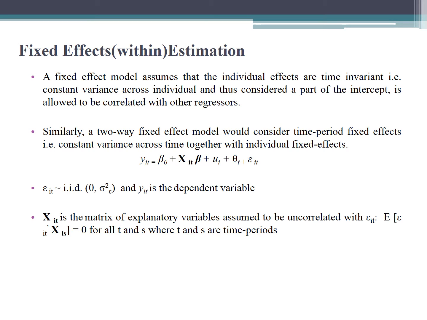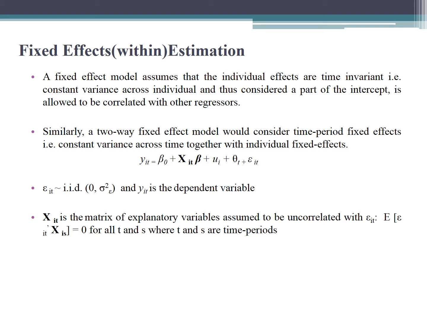So the other approach, the standard approach, is fixed effects, or we call it the within estimation approach. So what we assume with this approach is that the individual effects are time invariant. I mean we have constant variance of individual effects, and thus they are considered a part of the intercept. Since they are considered a part of the intercept, they can be allowed to be correlated with other regressors.